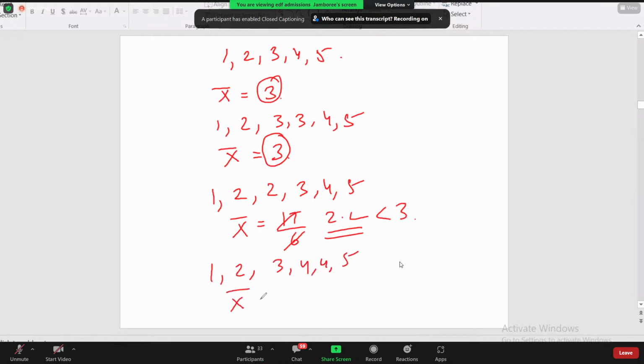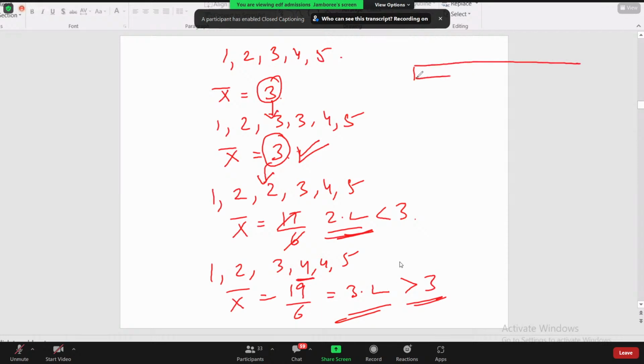In this regard, the sum will be 19, so this will be 19 divided by 6. It will be 3 decimal something, and now this will be greater than 3. It won't be equal to 3. What I'm trying to say is, if you introduce the mean value of the series in the series itself, it will fetch you the same mean. If you introduce a term lesser than the mean, then the mean value will decrease. If you introduce a term more than the mean, the mean value will increase. So the point is, mean is kind of a weighing balance, and it works on that principle.